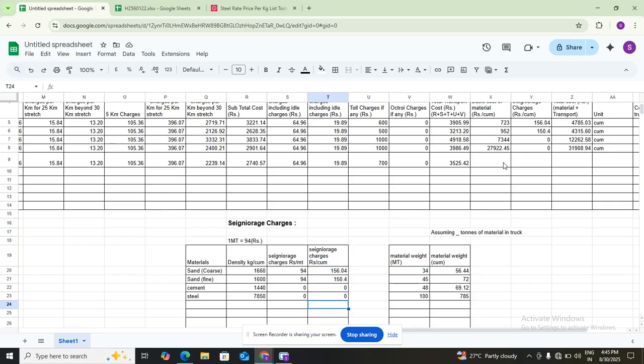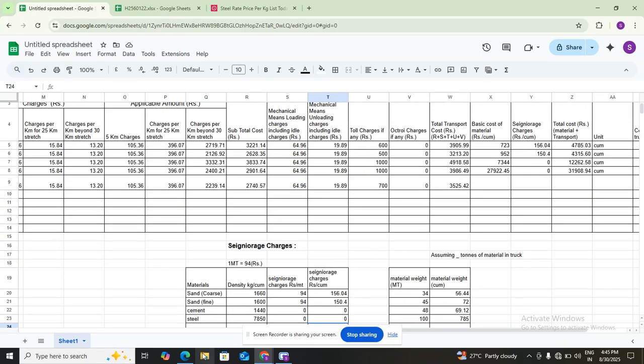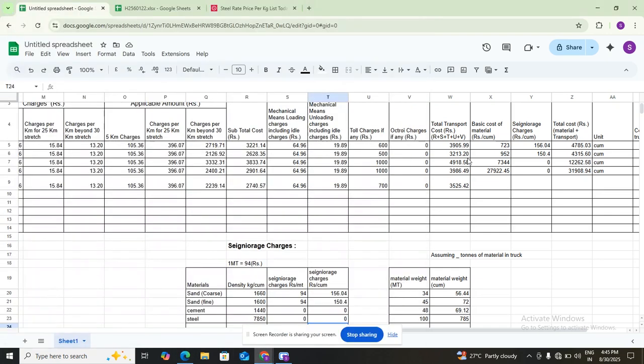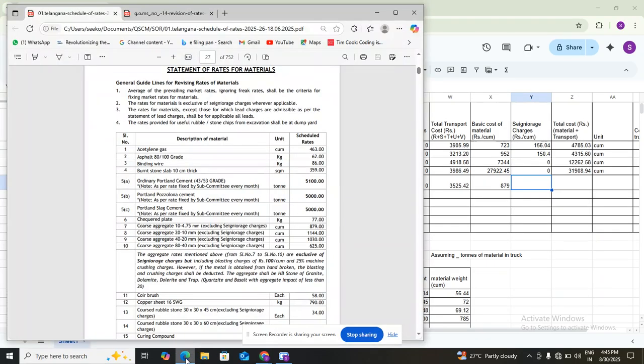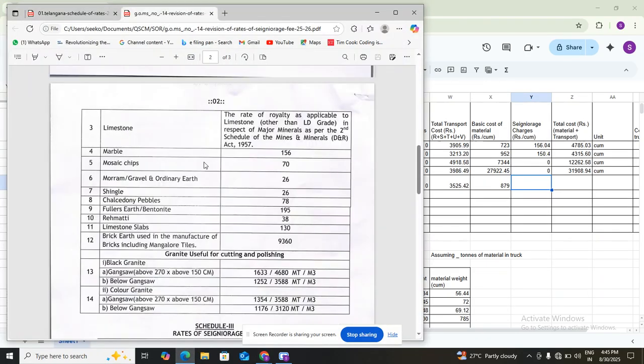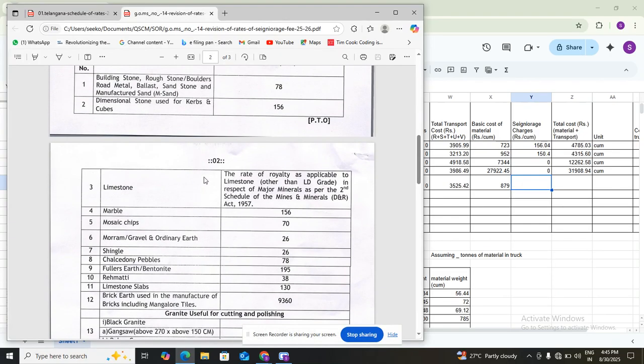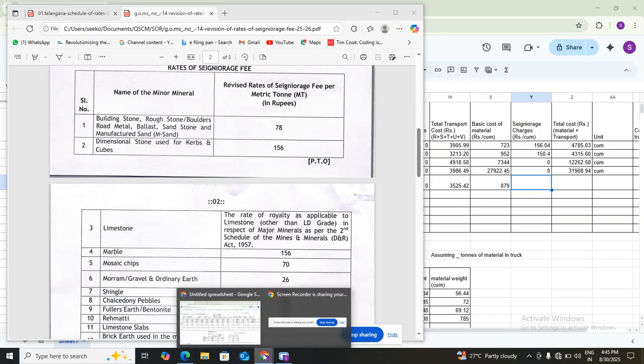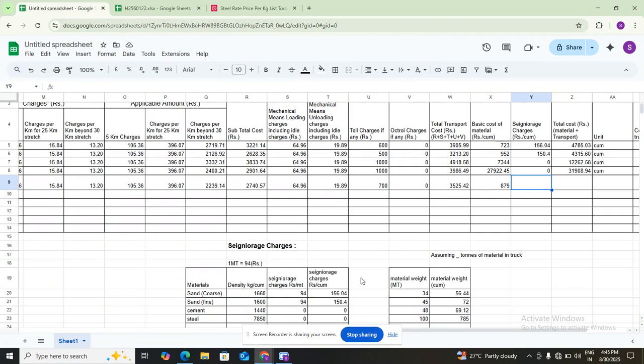Okay, now what is the price? I forgot again. 879. It is 879 per cubic meter, I think, per cubic meter only. What is the seigniorage charge for this one? We need to check. For metals there is 78 rupees, only the metal portion. This is for all around the kilometers, 78 rupees. We need to take it. Okay, 7 rupees, we need to go here.